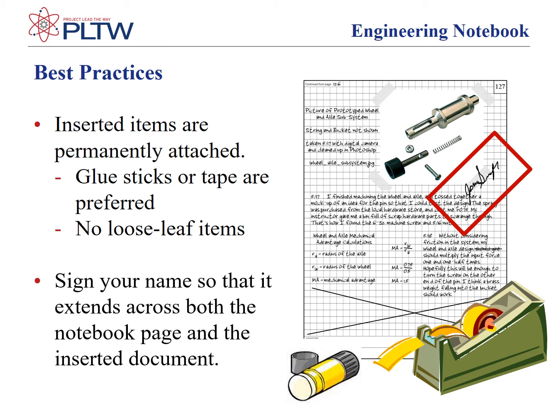If you tape something in or glue something in, you would sign it. I know you saw that floating signature there on the screen, but that floating signature is a way to sign across what was added and the permanent page from the notebook to show that it was added at a particular point.